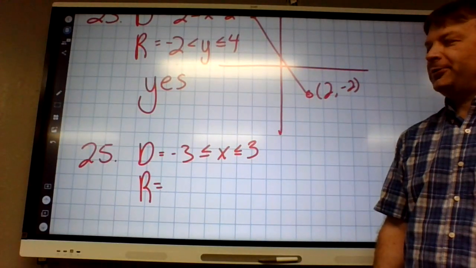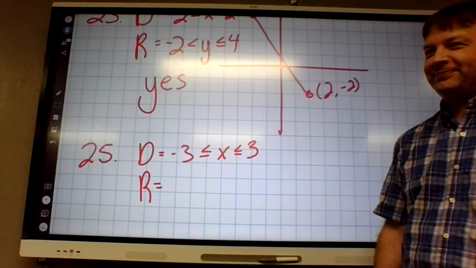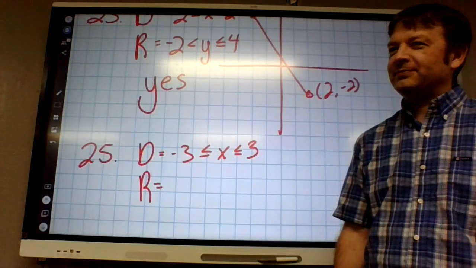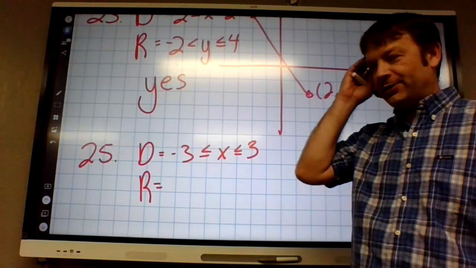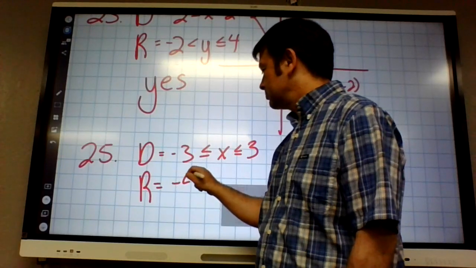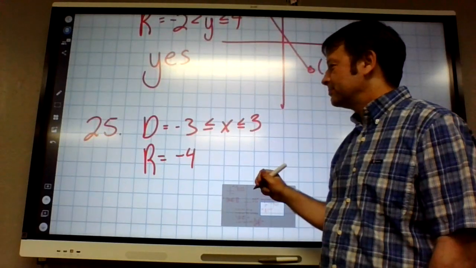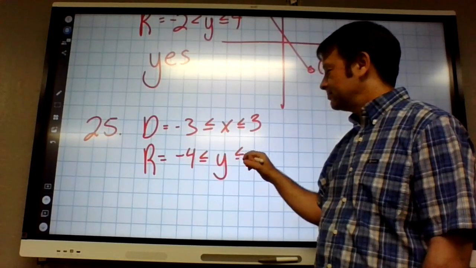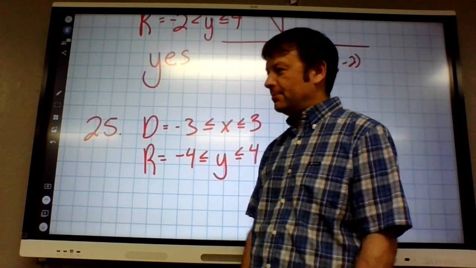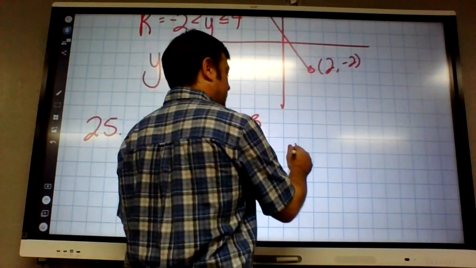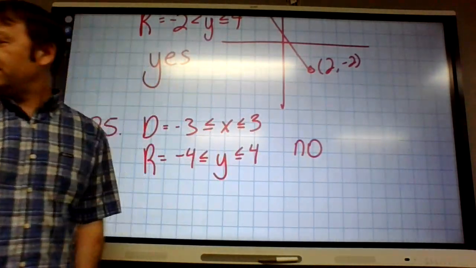All right, then you can help me with the range. It's almost the same thing. What's the range? The y values. Negative 4 is less than or equal to y, and y is less than or equal to positive 4. Good job. And then is it a function? No. It fails the vertical line test. If you draw a vertical line, it'll hit the oval twice.